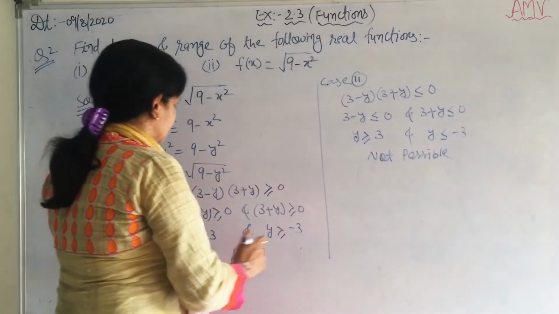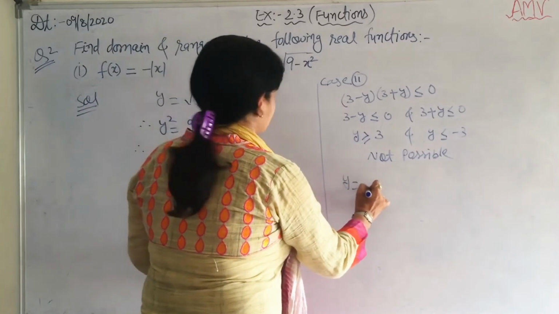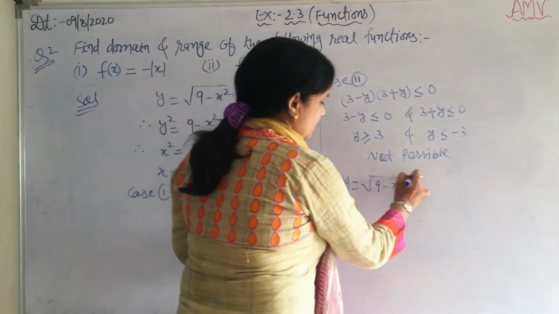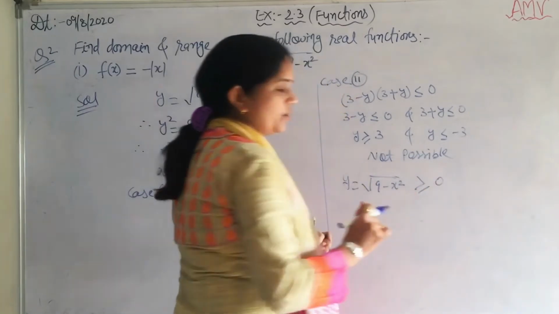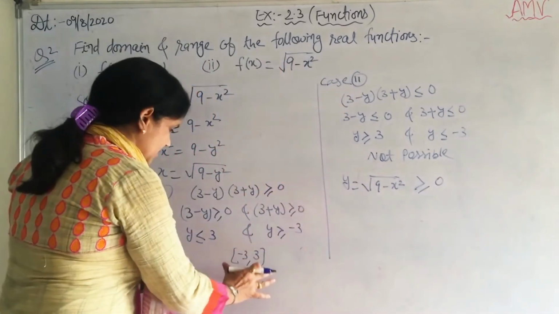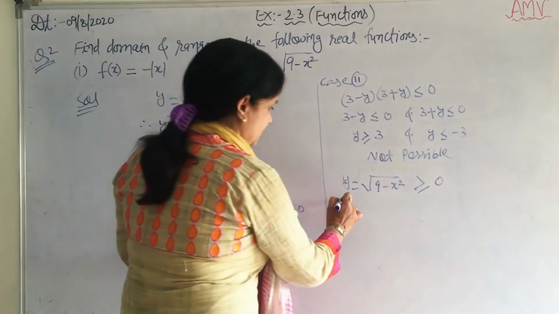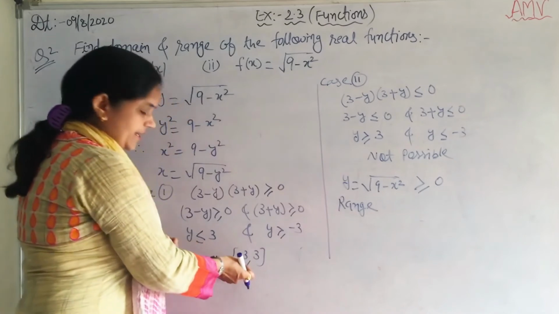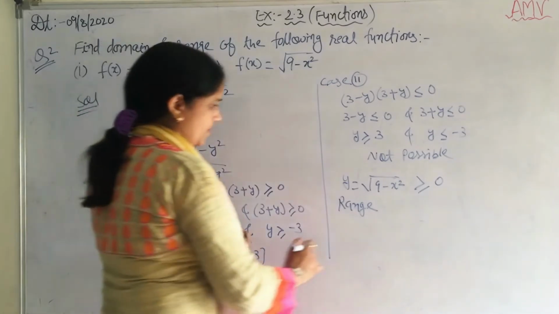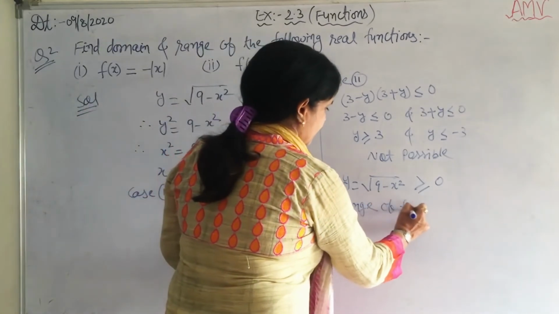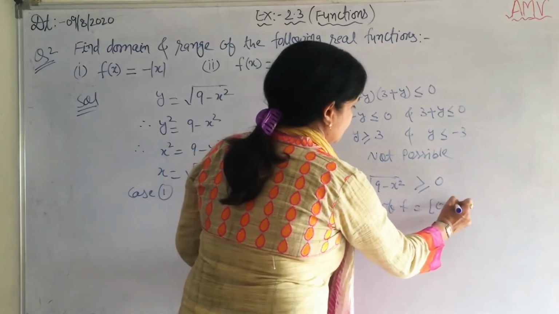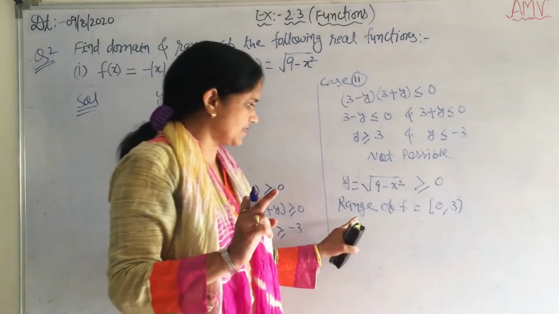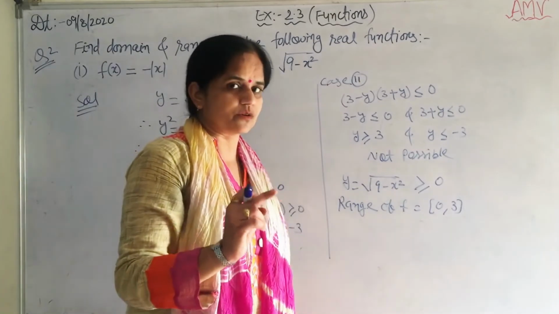And now see, here y is equal to under root 9 minus x square, always greater than or equal to 0. So from this condition we find the range does not include negative values. So range of f would be 0 to 3 only. So the answer of this question, range of function is 0 to 3.